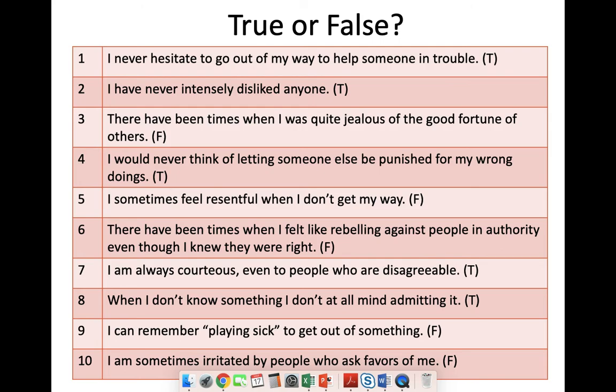So think about the first: I never hesitate to go out of my way to help someone in trouble. Never. I never hesitate. Somebody that says true might be answering in a socially desirable way. What about the second one? I have never intensely disliked anyone. Never, never ever. Somebody that said true might be answering in a socially desirable way.